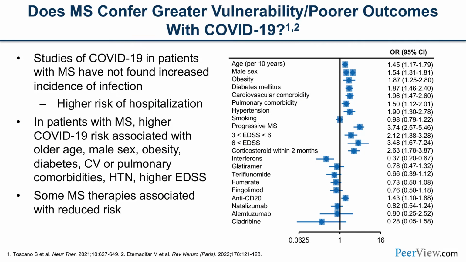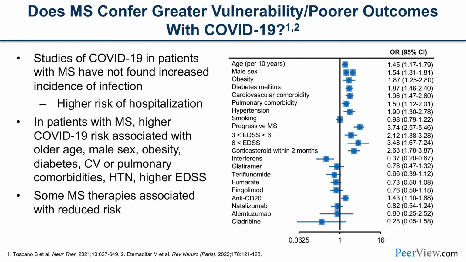So one of the things that's occurred, of course, in the last couple of years is COVID-19. And a question that many of our patients have been asking us is, are they more vulnerable to COVID-19? Are they at higher risk of hospitalization and poorer outcomes? And generally speaking, MS patients to date have not really been the target of COVID-19. Risk factors for COVID-19 are very well characterized in terms of age, diabetes, obesity, cardiovascular risk factors, pulmonary problems, hypertension.